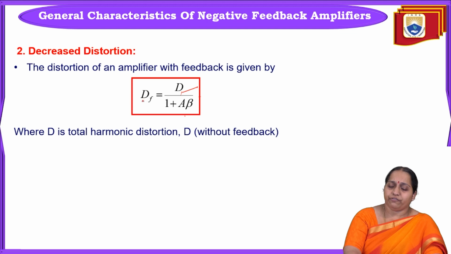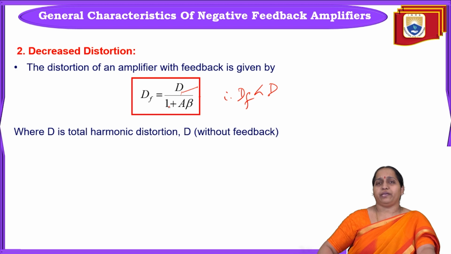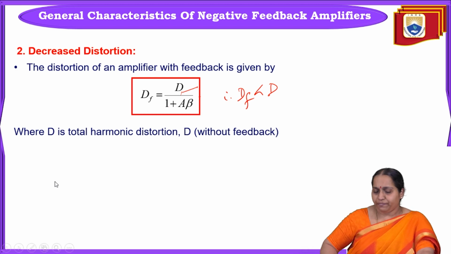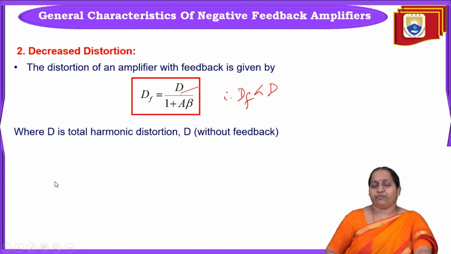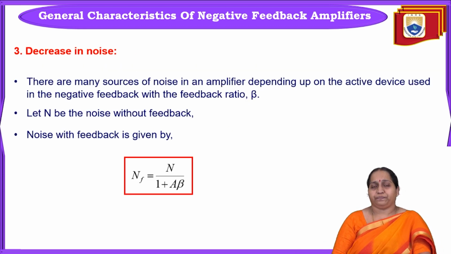So we can say that the distortion of the amplifier with feedback, Df, is always less than D, because it is divided by 1 plus A beta, which is definitely greater than 1. So using the negative feedback connection, we can say that distortion is reduced. Okay. The next thing is decrease in noise.